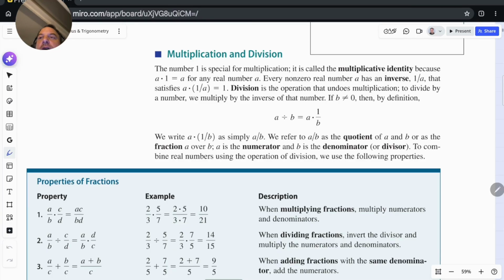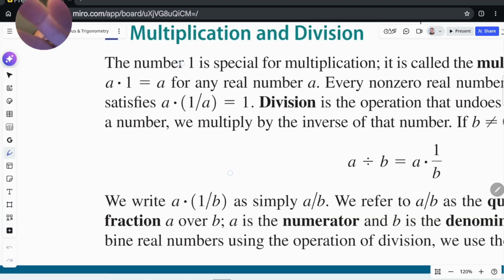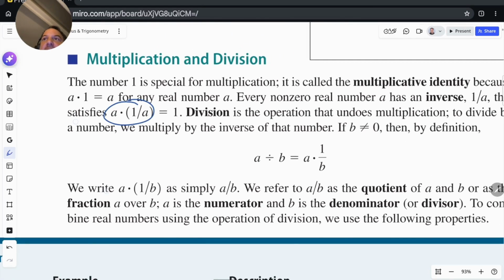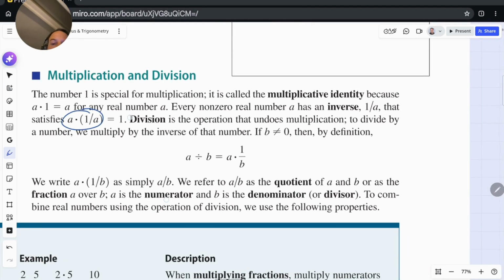So we'll begin with the number 1. This is the multiplicative identity. A times 1 equals A for any real number A. Every non-zero real number A has a multiplicative inverse, 1 over A, 1 divided by A, satisfying A times 1 over A equals 1. And division is defined as A divided by B equals A times 1 divided by B, provided that B is not equal to 0.